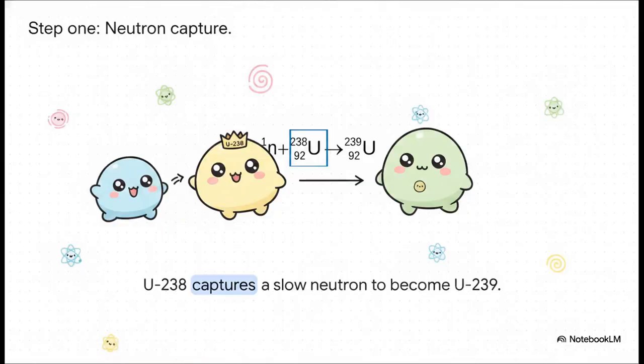Step 1 is neutron capture. Our fertile uranium-238 nucleus gets hit by a slow neutron. But because the neutron lacks that threshold energy, it doesn't split the atom. Instead, the U-238 just swallows it whole. Adding a neutron changes its atomic mass, instantly transforming it into a heavier, highly unstable isotope called uranium-239.